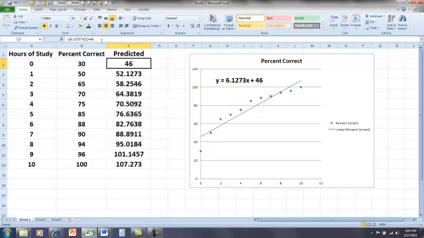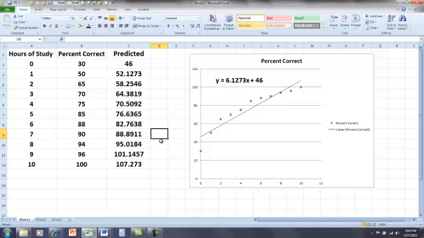And if you look up here in the formula bar, you see it's just our regression equation. I just multiplied 6.1273 times the hours studied, and then I added 46 and did that all the way down here. So that's the usefulness of a regression equation. Very, very helpful and a very important part of statistics.